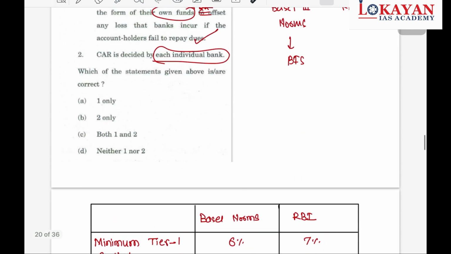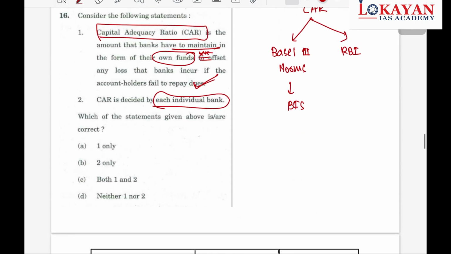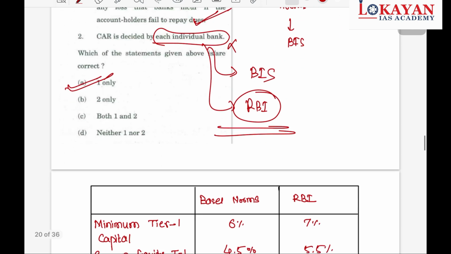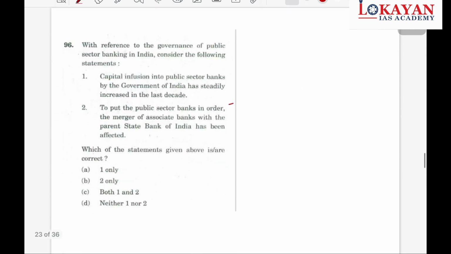Now let's solve the question. The first statement, we saw, is not correct: capital adequacy ratio is decided by each individual bank. Is it correct? No. It is decided at the global level by the Bank for International Settlements, and at the domestic level RBI decides it. So the answer is 1 and 2. Now let's see the next question.